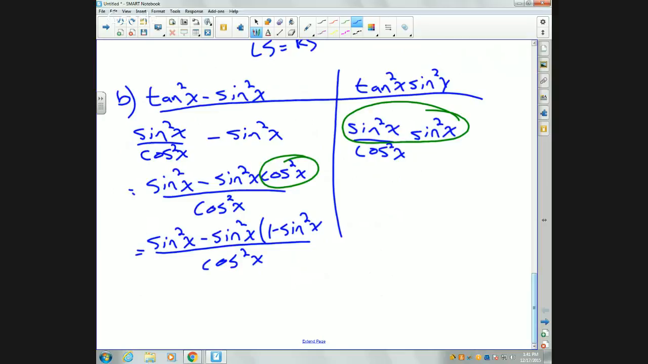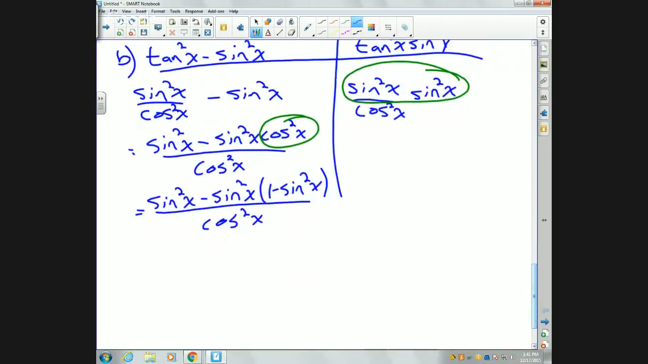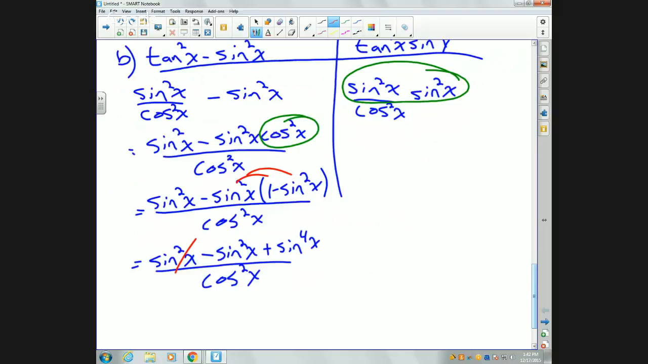Yeah, that works too. Perfect. And lots of ways to do these, right? That's even easier, I think, than this right here. Because if you do it this way, you have to then distribute the sine squared x. So we'll get sine squared x minus sine squared x. That's handy. So these are gone. We get a sine to the 4. Well, that's really the same thing as over here, right? Sine squared x times sine squared x is sine to the 4x.